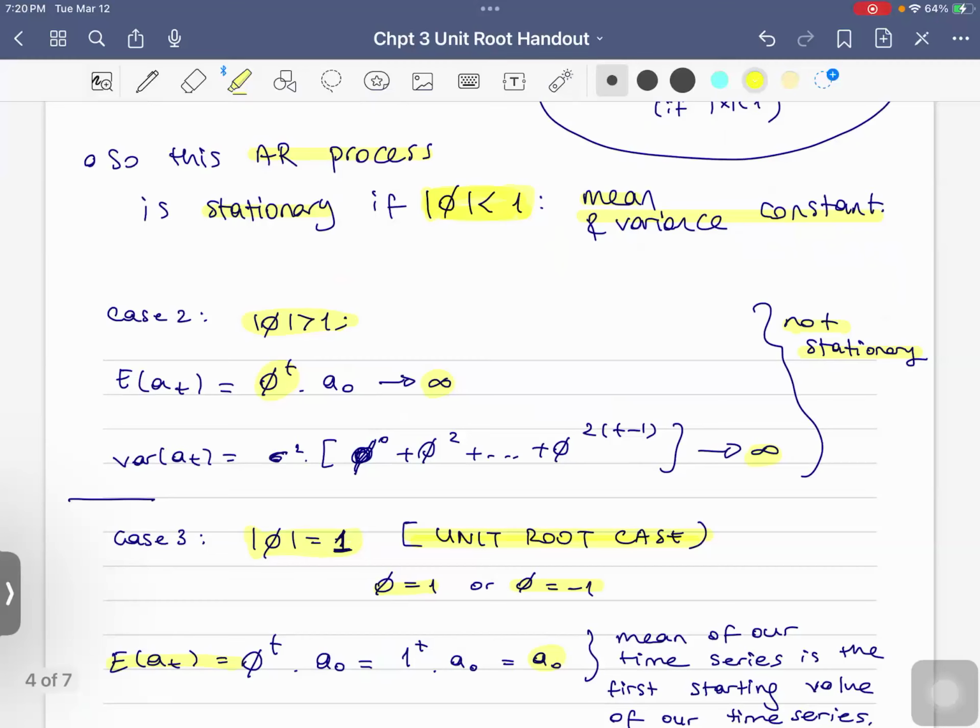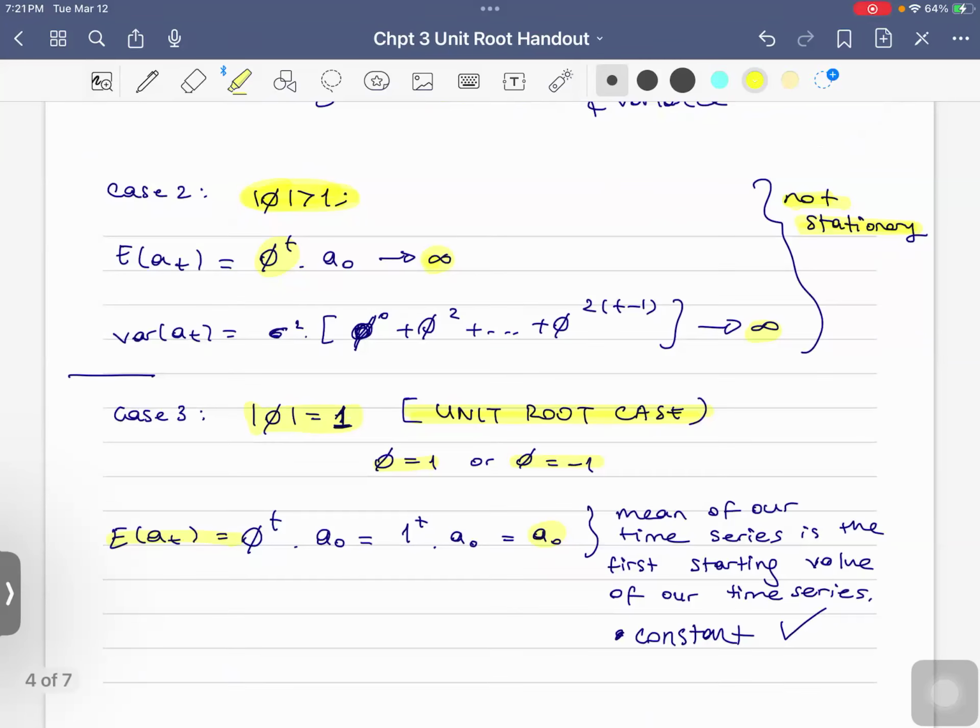Now let's look at another case where phi is greater than 1. Well, clearly we can see that now the expected value would become infinity because phi is just a number greater than 1, so it will explode if it's raised to some infinite power. Similarly, for the variance, you will see that if phi is greater than 1, the more exponents you take and then sum it up, it will also be non-stationary. It will converge to infinity. Okay. So the case where phi is greater than 1 in absolute value would yield us a non-stationary series.